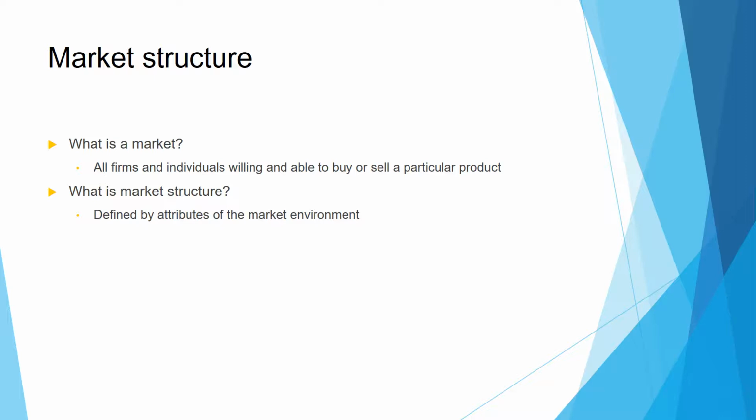What is a market structure that we're talking about? So market structure depends on several attributes and market environment. And by that I mean level of competition, the industry that the market is operating in, the kind of customers that are operating in that market, and the attitude of the sellers in that market.